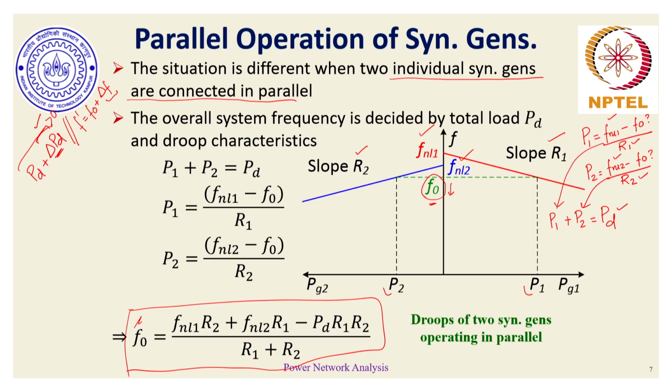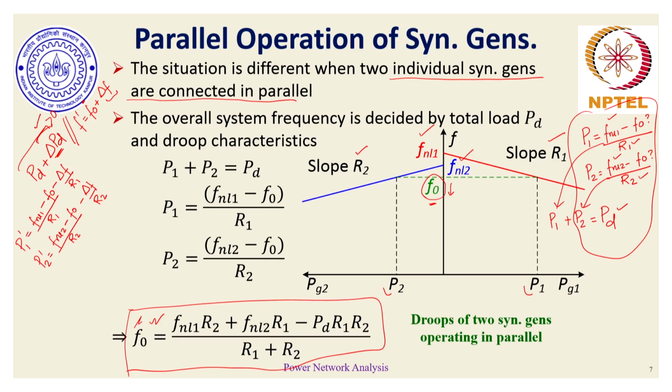So if new frequency is F naught plus delta F, and we know F naught from this particular expression, we can probably do a similar exercise to what we did over here to find what should be delta F. So let's write those equations. New generation of generator 1 would be equal to (FNL1 minus F naught) by R1 minus delta F by R1, and we also have an R1 here. Similarly, the new generation of generator 2 would be (FNL2 minus F naught) divided by R2 minus delta F by R2. How am I writing negative here?